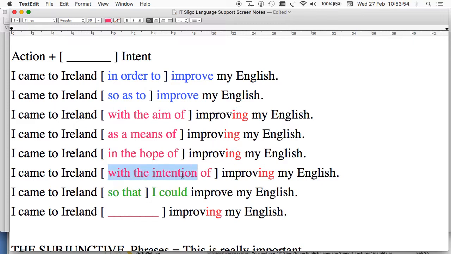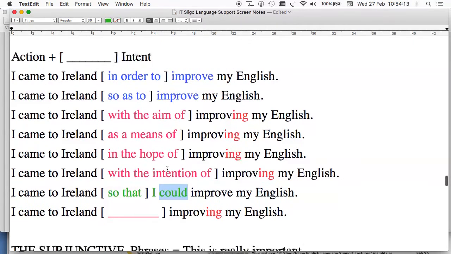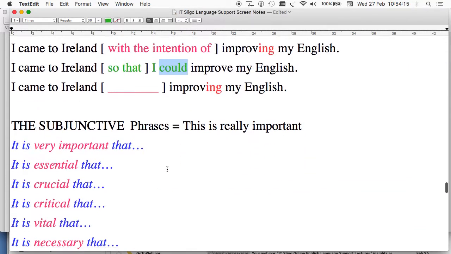I came to Ireland with the intention of improving my English. That's how we also use that there. I came to Ireland so that I could improve my English. Alright, so there's an example of how to use the "to" family. Most of you know those phrases, but ask yourself, are you using them sufficiently? Could you improve the quality of your writing or your presentations by using them?